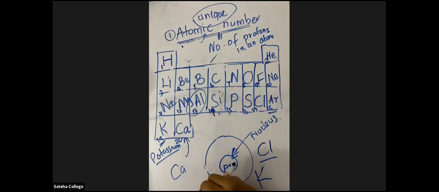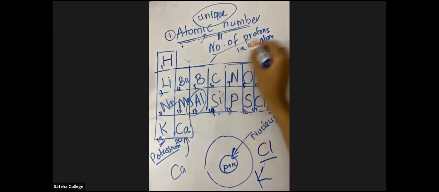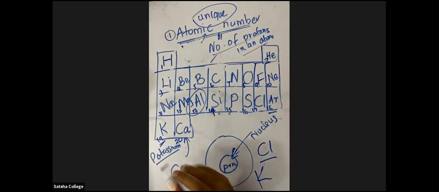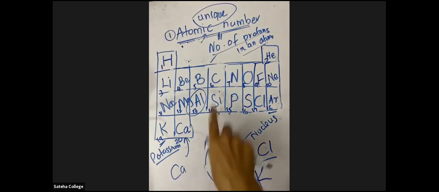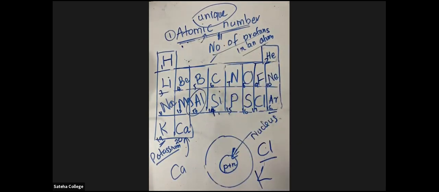Next one. What's the number of protons for phosphorus? Very good, 15. What's the number of protons for helium? Helium. 2. So did you understand how to identify the proton number? If you know the atomic number, it is equal to the number of protons.